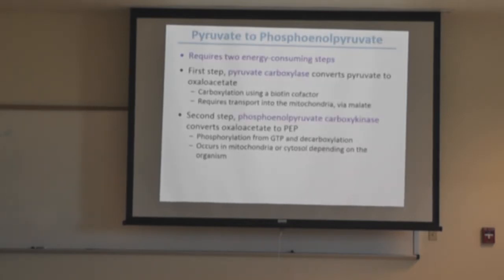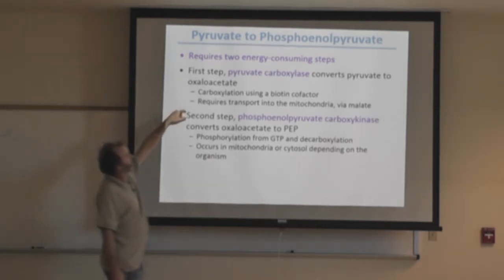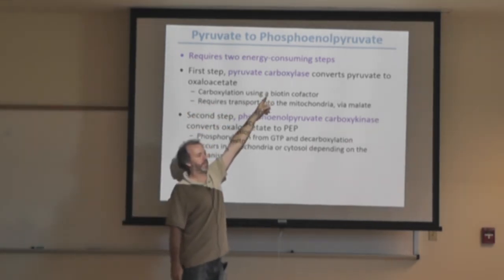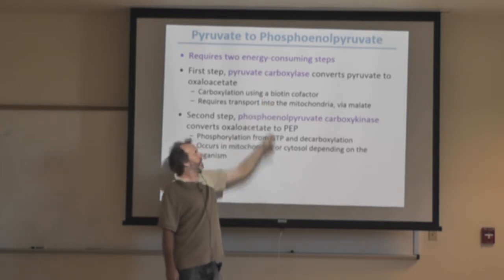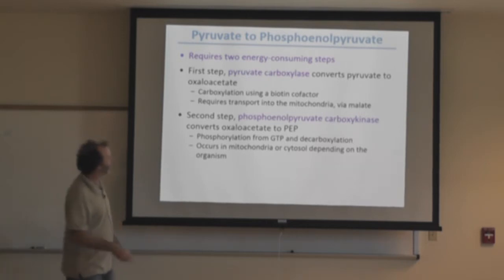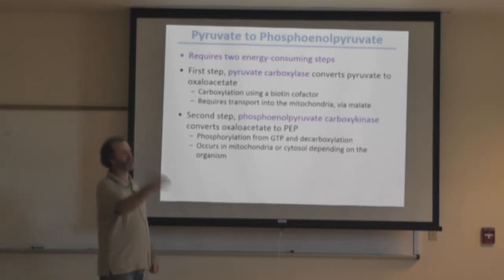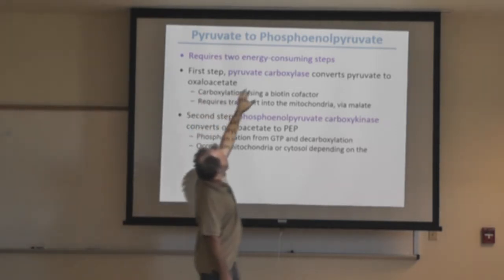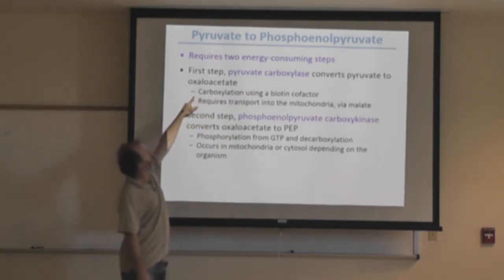So pyruvate to phosphoenolpyruvate requires 2 energy-consuming steps, which means you're going to be using up 2 ATPs to make that phosphoenolpyruvate from the pyruvate. So the first step, you take pyruvate carboxylase. What do you think pyruvate carboxylase is going to do? You remove the carboxyl group? Not quite. It's going to add the carboxyl group. Pyruvate decarboxylase was removing the carboxyl group to make acetaldehyde in fermentation, right? So we add the carboxyl group to pyruvate, and that converts pyruvate to oxaloacetate.